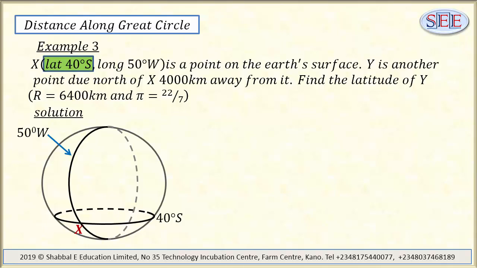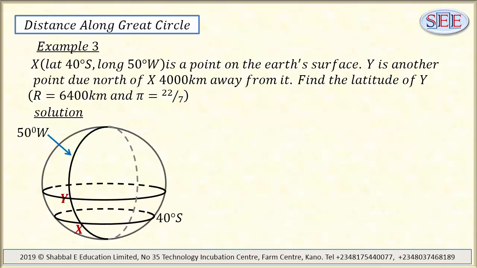But the question says another point Y is due north of X. Due north of X means Y is on the same longitude 50 degrees west, because from X, if we are going to Y, you take the northern direction. Northern direction means you are trying to reach the northern hemisphere. You are moving along the same longitude. So surely Y is on the same longitude as X, which is longitude 50 degrees west. So that will be your Y. Y will be somewhere along the same longitude.